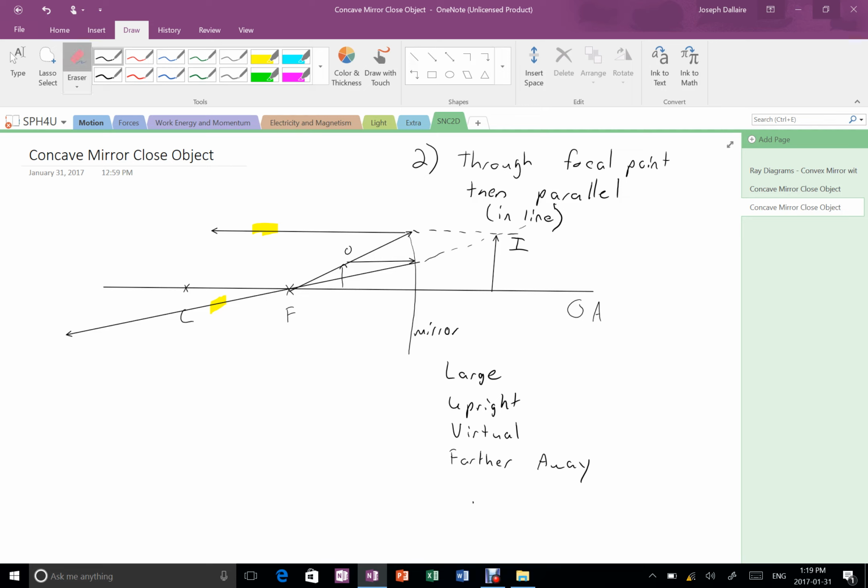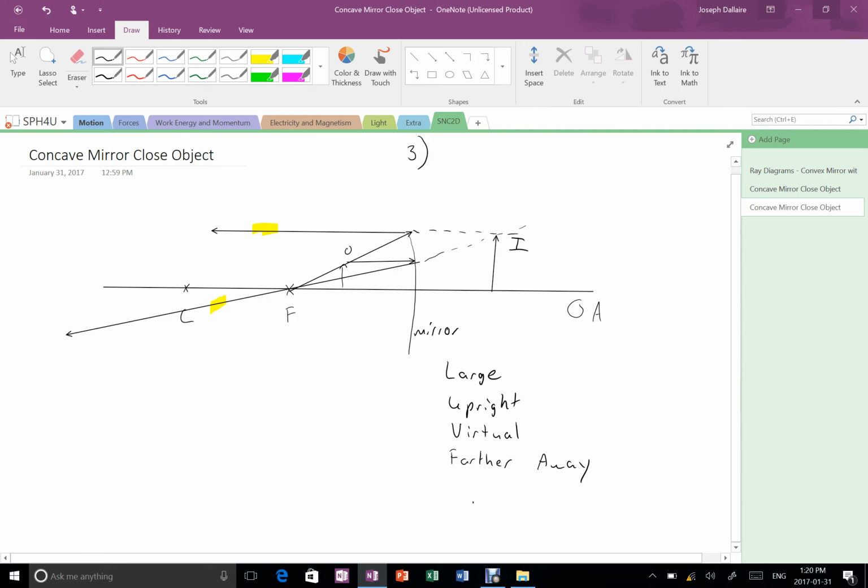The third ray, just to confirm or to be complete with this ray diagram, starts at the top of the object and goes through the center of curvature. Now what we assume is, since it's going through the center of curvature, when it hits the mirror, it's effectively hitting the mirror at 90 degrees. And so when it bounces back, it's going to bounce back straight along the same path that it was on in the first place. So here we're going to line up a ray going through the top of the object, hitting the mirror and bouncing straight back.